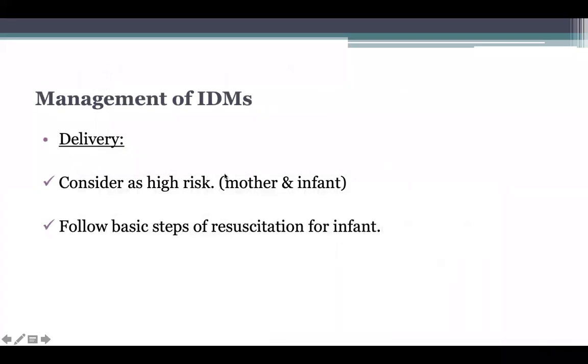So management is delivery. At delivery, you have to always consider this as a high risk delivery.